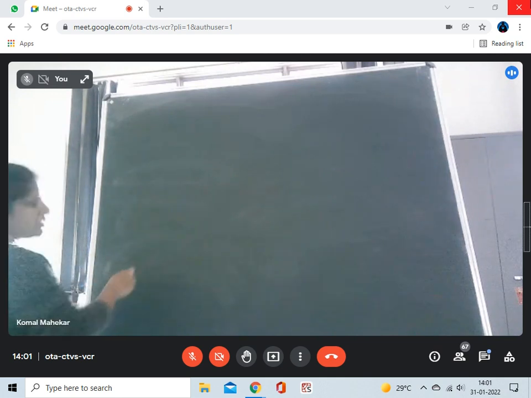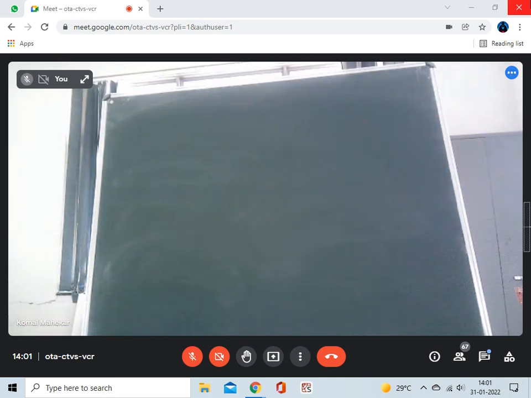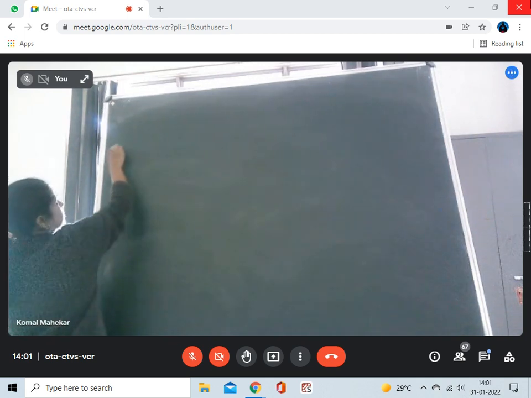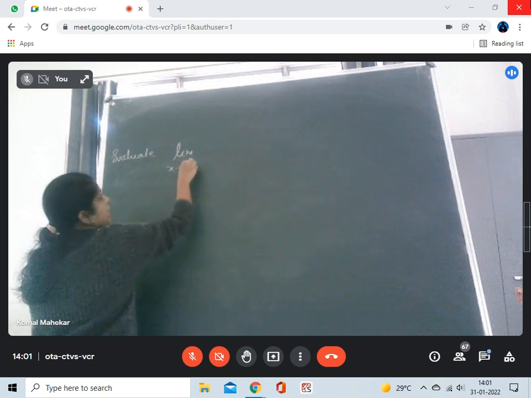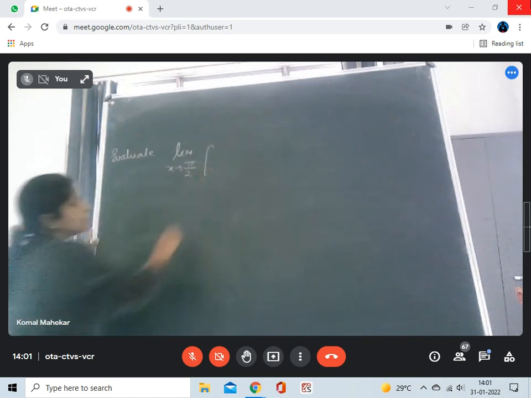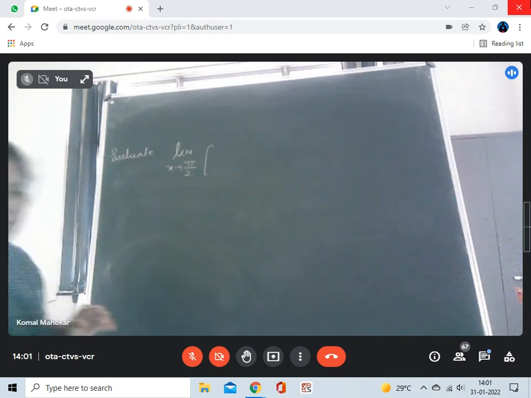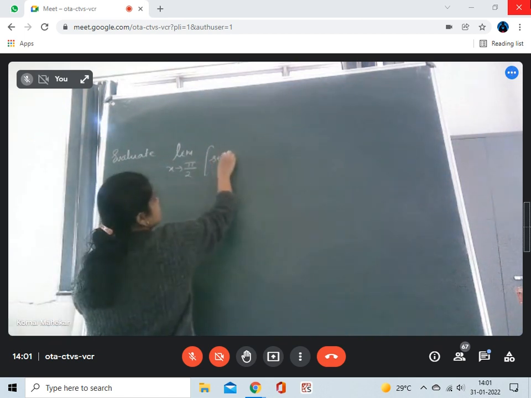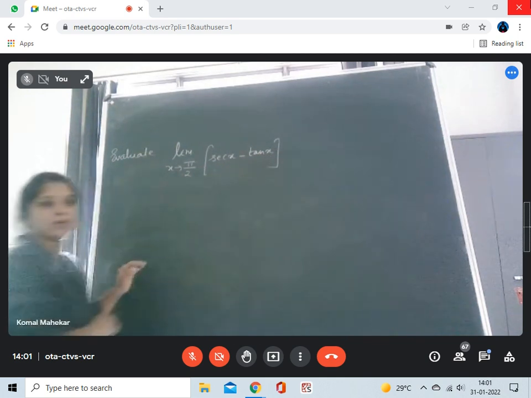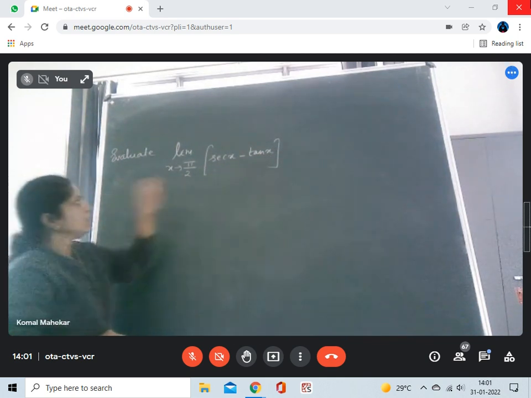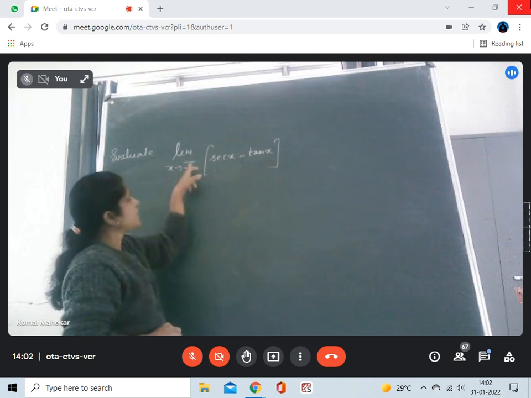Evaluate the limit as x tends to pi by 2 of sec x minus tan x. Now to evaluate this limit, sec x minus tan x as x tends to pi by 2.